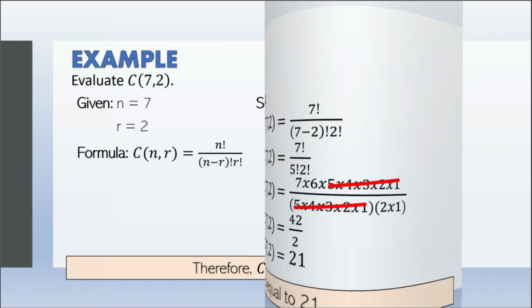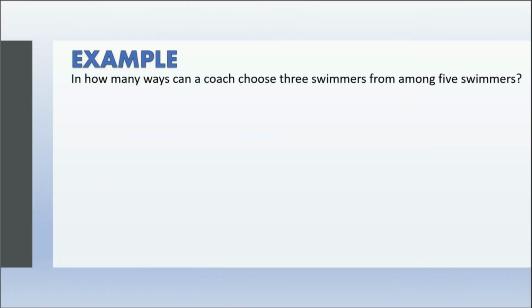Let's have another example. This time, we have a word problem. In how many ways can a coach choose 3 swimmers from among 5 swimmers? Let's identify the given first. The value of n in the given problem is 5 because of the 5 swimmers. And r is 3 because from 5 swimmers, we will only choose 3.